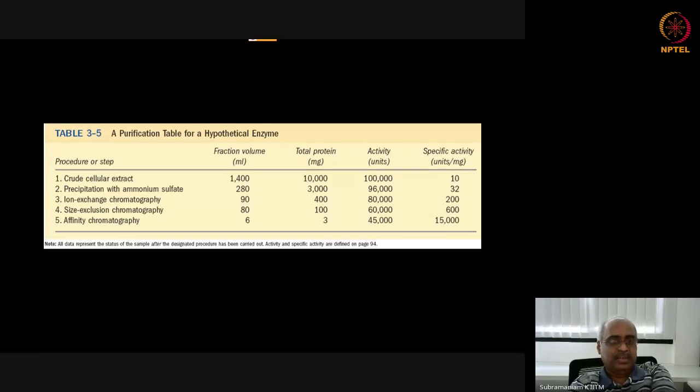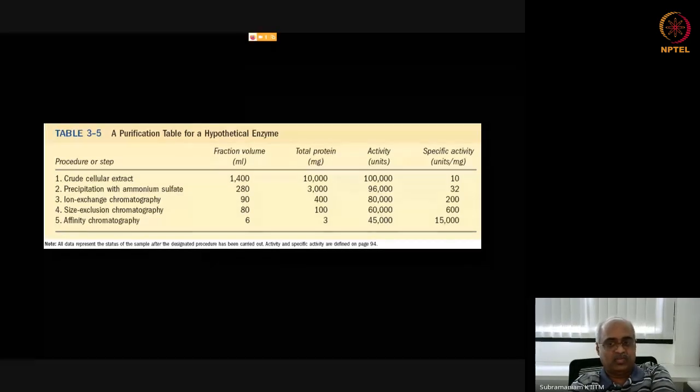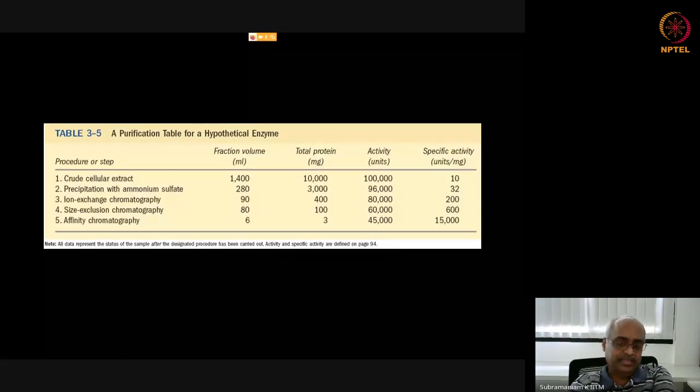Okay, so now when you go through the purification, when you are getting rid of the other ones, let us take an ideal scenario. In the ideal scenario, from this 10,000 milligram or 10 grams, you have gotten rid of all other proteins, and then you have pure, your single protein. Now what will happen? The specific activity would have increased.